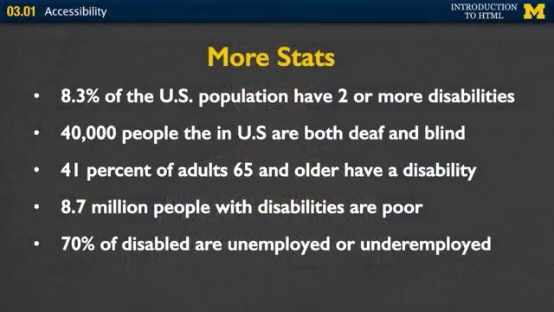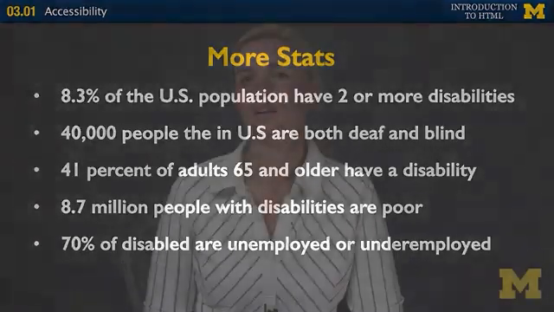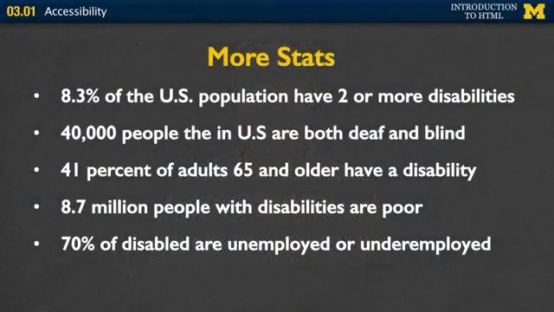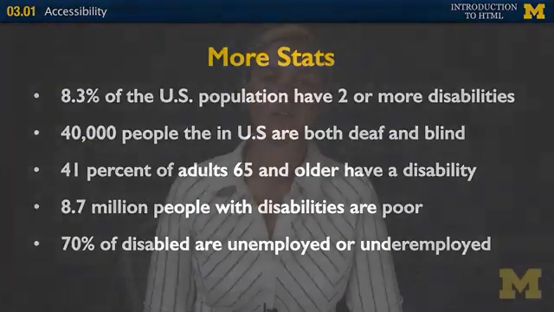So almost 10% of the US population has 2 or more disabilities. 40,000 people in the US are both deaf and blind. So think about trying to access technology when you have those types of issues. 41% of adults 65 and older have a disability. And there are almost 9 million people with disabilities who are poor. 70% of the disabled are underemployed or unemployed. The issue is not that they are not able to do the jobs that are out there. Many times there are roadblocks put up that they can't get through in order to do jobs that they are very well qualified for.